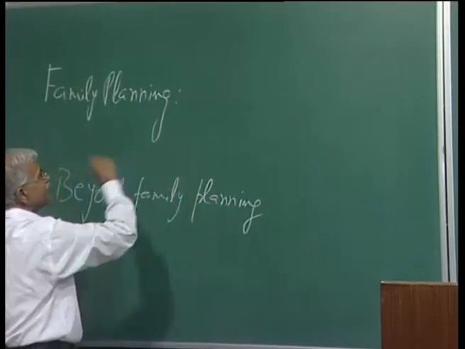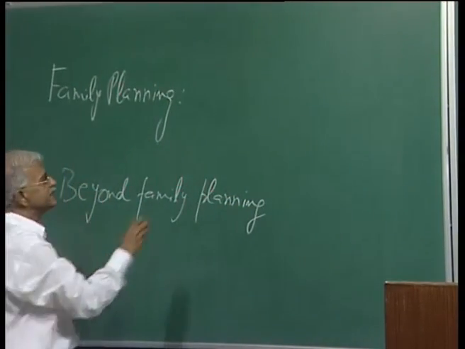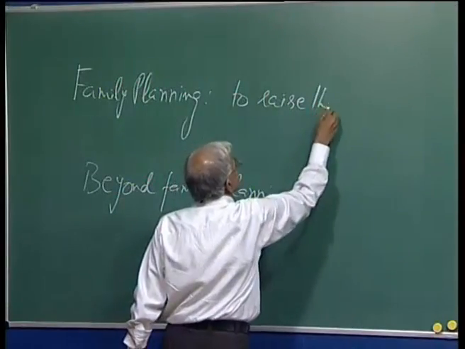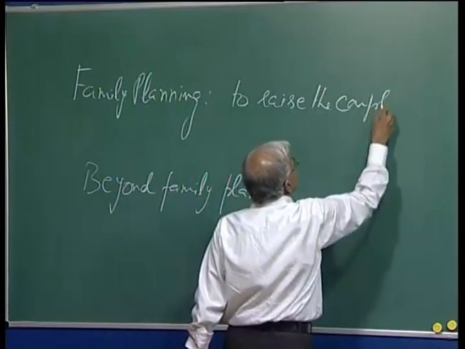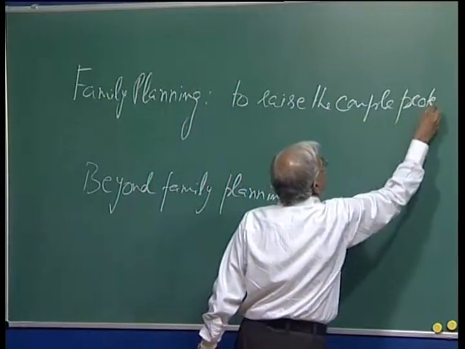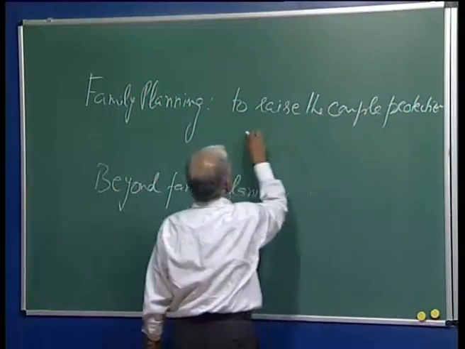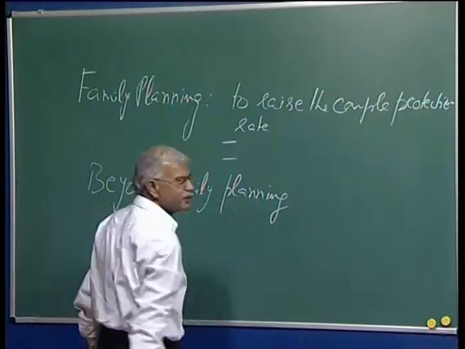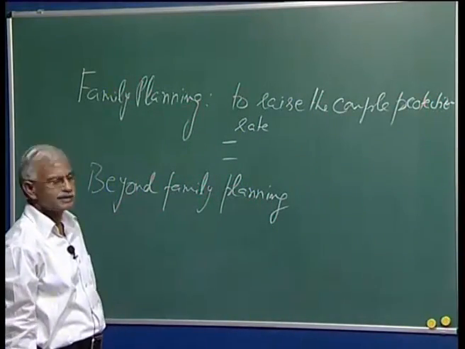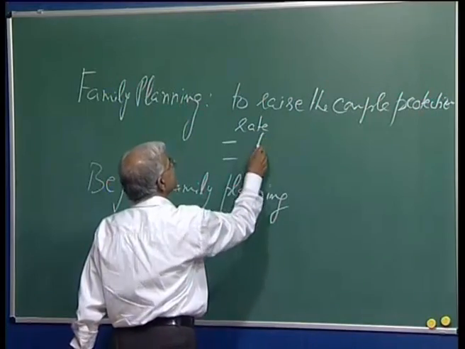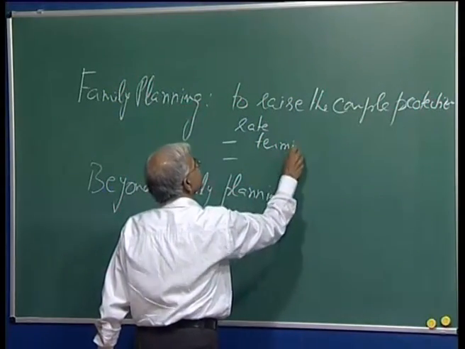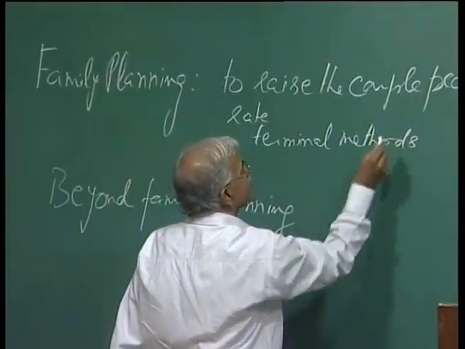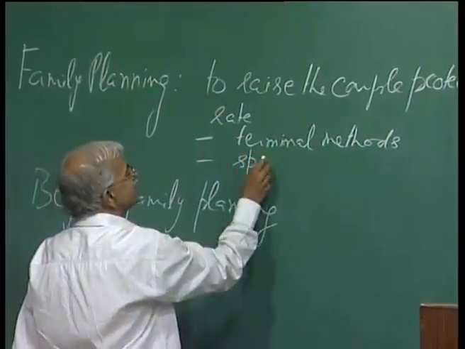The goal of family planning policy is to raise the couple protection rate by popularizing two types of methods. One type of methods are called terminal methods, and another type of methods are called spacing methods.